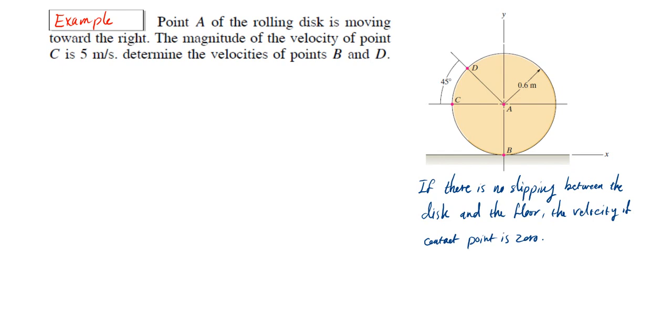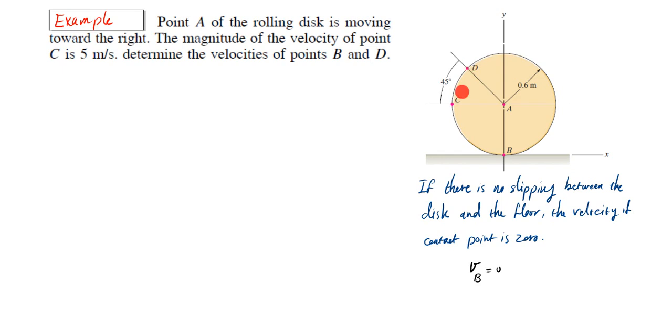Now here it says it's rolling, so rolling with no slipping, and the velocity of point B would be zero. So we get VB is equal to zero. That's it. Now let's figure out what is the velocity of point D.